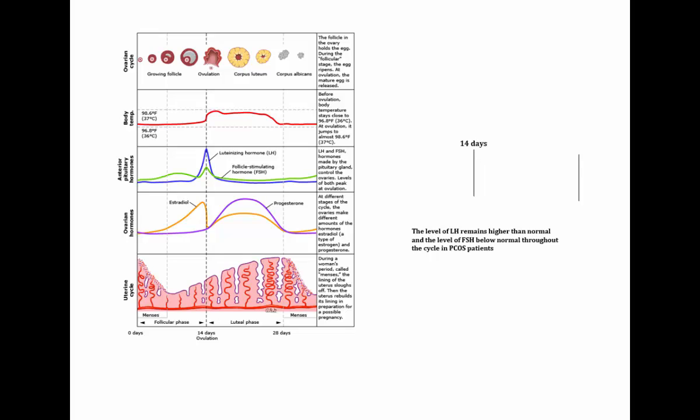But in polycystic ovary, the level of LH remains high throughout the cycle, and the level of FSH remains low. So due to the low level of FSH, those primary follicles, which require FSH for their development, do not develop further. So what happens? They remain in their state, and finally they turn into cysts.